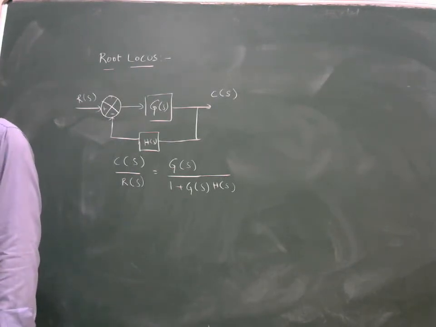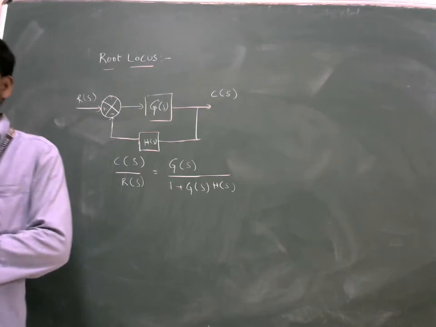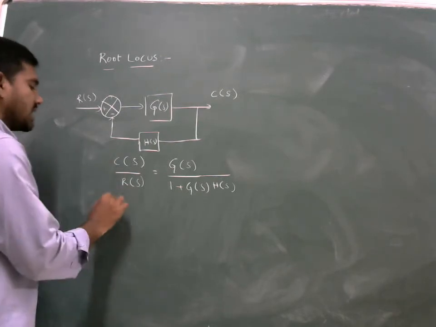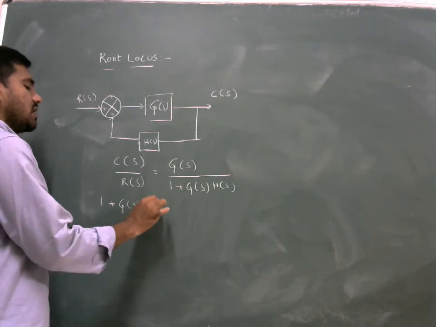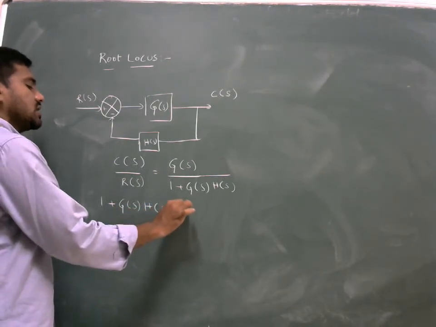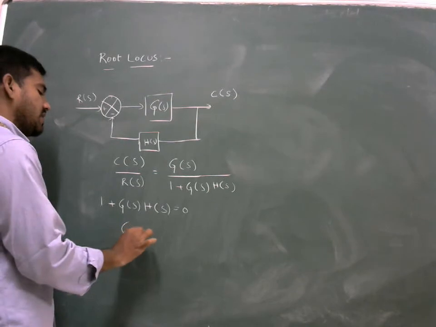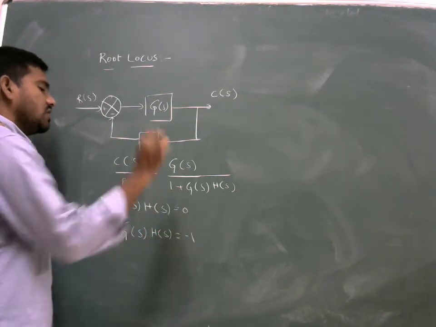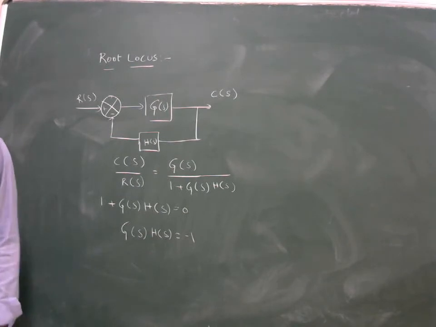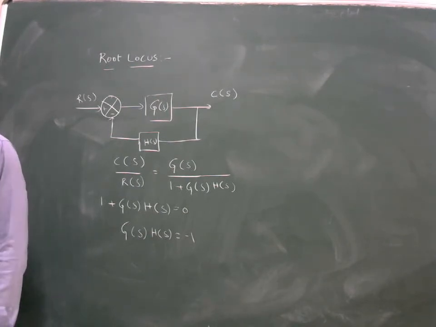Then from this, when we write the characteristic equation, what is the characteristic equation? 1 plus G of S into H of S is equal to 0. This is the characteristic equation. From that we get G of S into H of S is equal to minus 1.